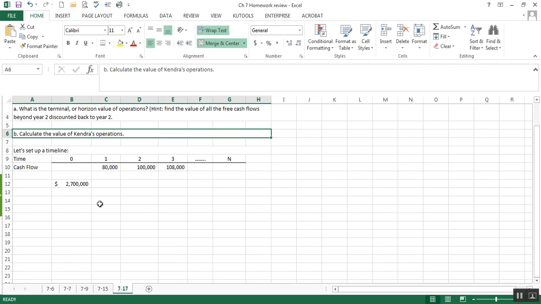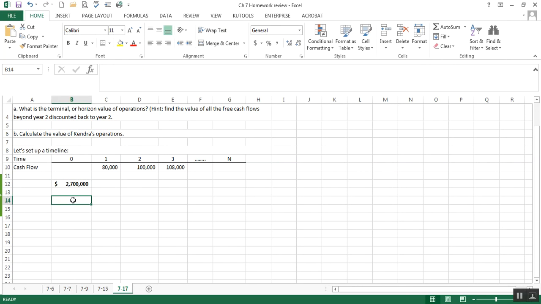Calculate the value of Kendra's operations. Okay, so in order to calculate the value of Kendra's operations, we need to calculate the present value of each of the cash flows that are known. So we know the cash flows in year 1 and 2, and our horizon value is going to be included as part of the year 2 cash flows. Okay, so the final year in the forecast has 2 cash flows. So year 1 is 80,000, and year 2 is going to be 100,000 plus the 2.7 million, 2.8 million.